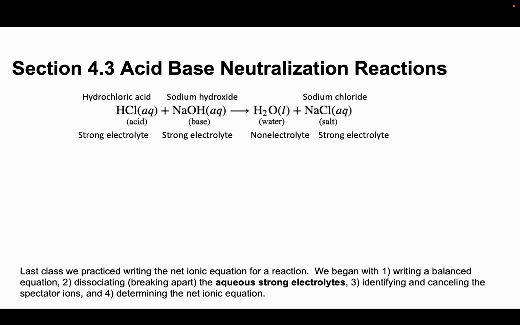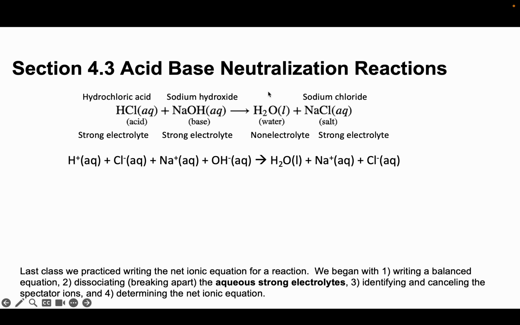So in this example, I see that it's balanced, so I'm going to dissociate the aqueous strong electrolytes. Hydrochloric acid is a strong electrolyte, so let's dissociate that into the ions. Sodium hydroxide, an aqueous strong electrolyte, we'll dissociate that. Turning to the products, water is a non-electrolyte, so we'll write it intact, and then we have another aqueous strong electrolyte, sodium chloride, that we can write dissociated, broken apart.